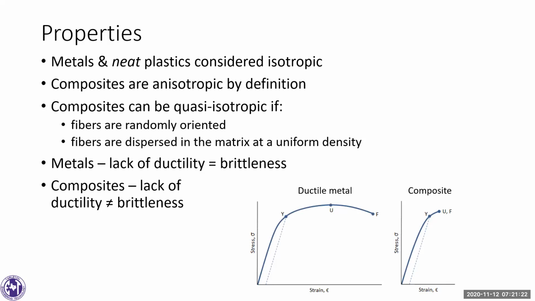The mechanical properties for metals and neat or unreinforced plastics are considered to be isotropic, the same in all directions.